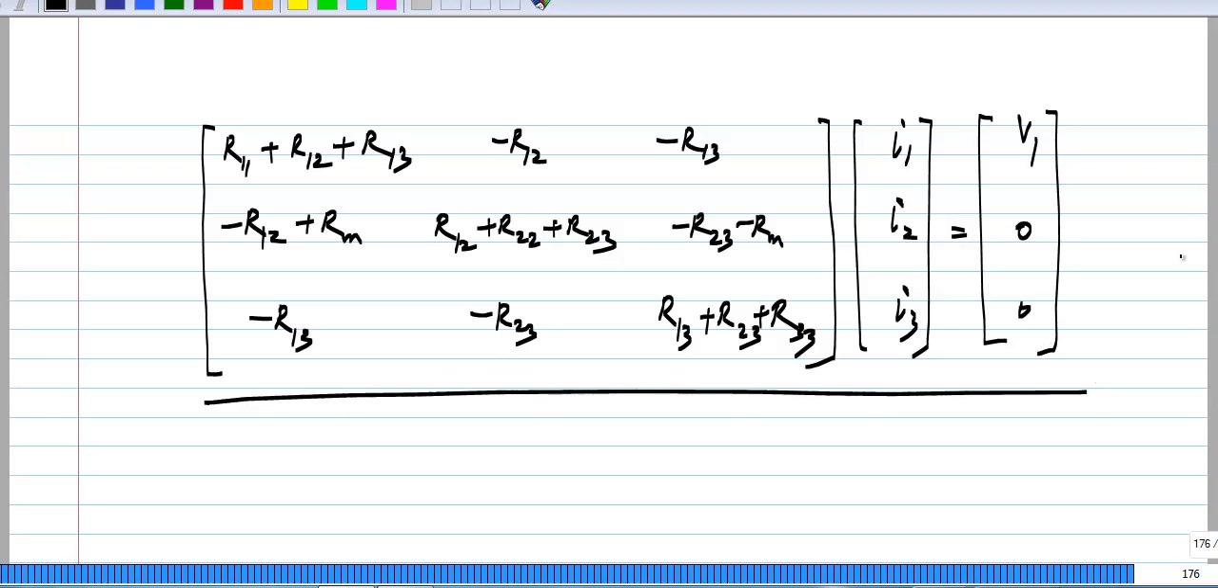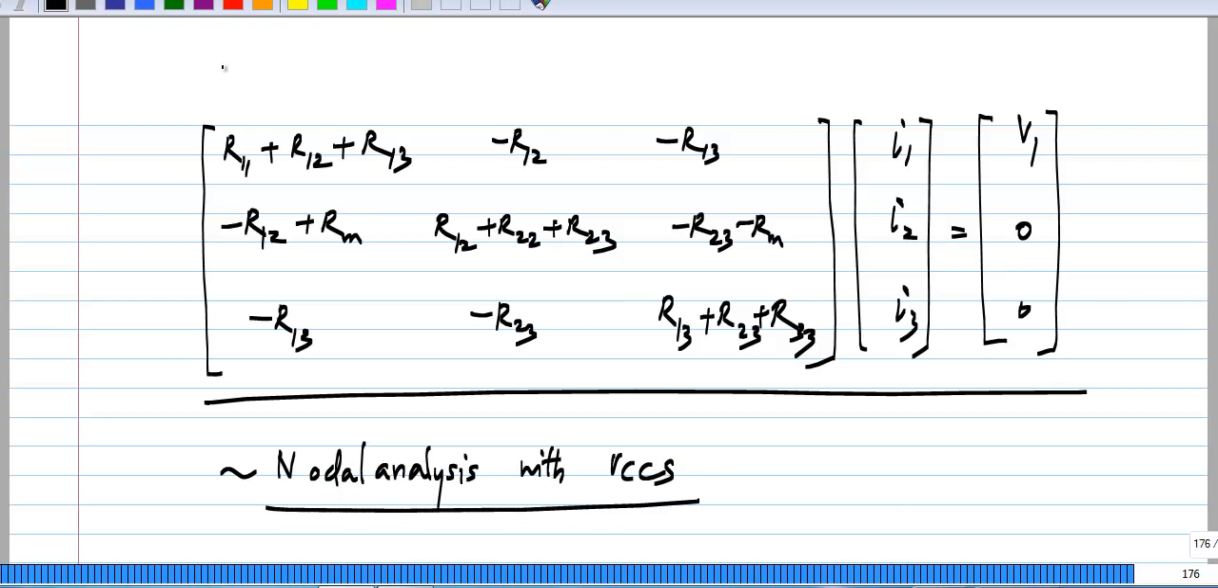So these are the mesh analysis equations, and this is analogous to the case of nodal analysis with a voltage controlled current source. What we have here is mesh analysis with a current controlled voltage source, and that's analogous to nodal analysis with a voltage controlled voltage source. You can write the three node equations. Now the matrix becomes asymmetric. As you can see, this element is not equal to that element.